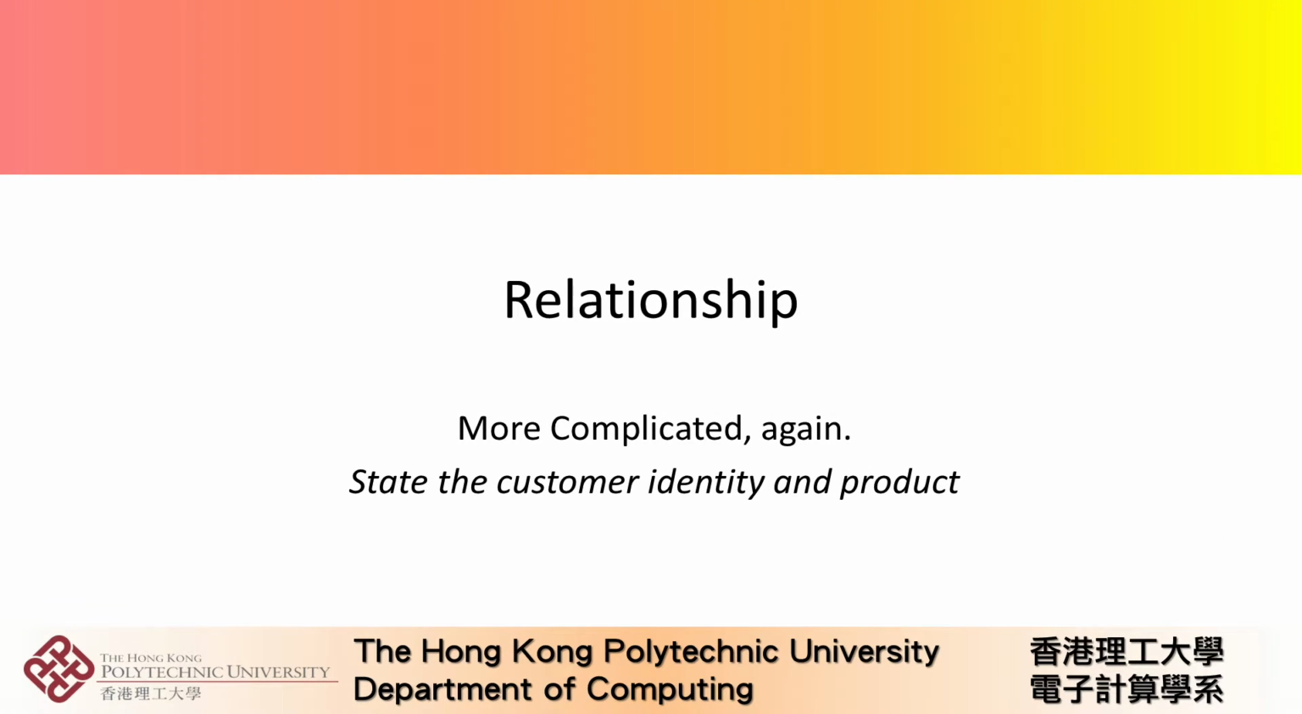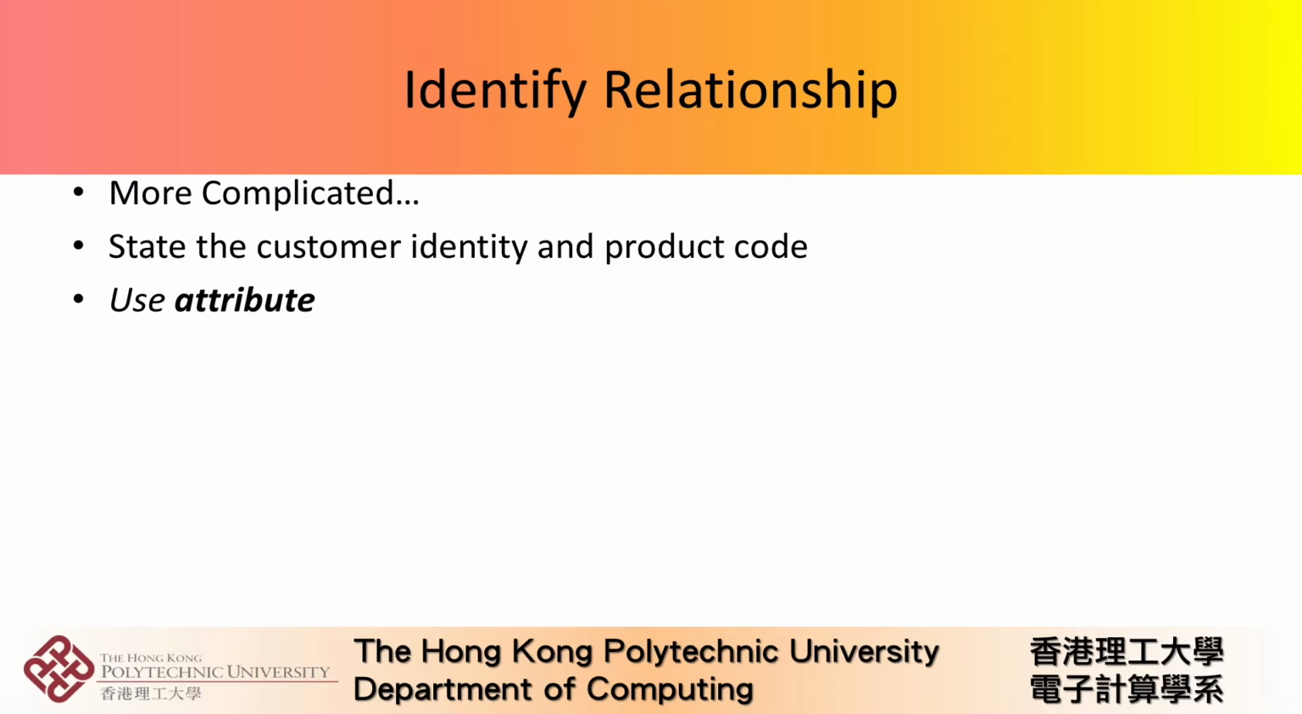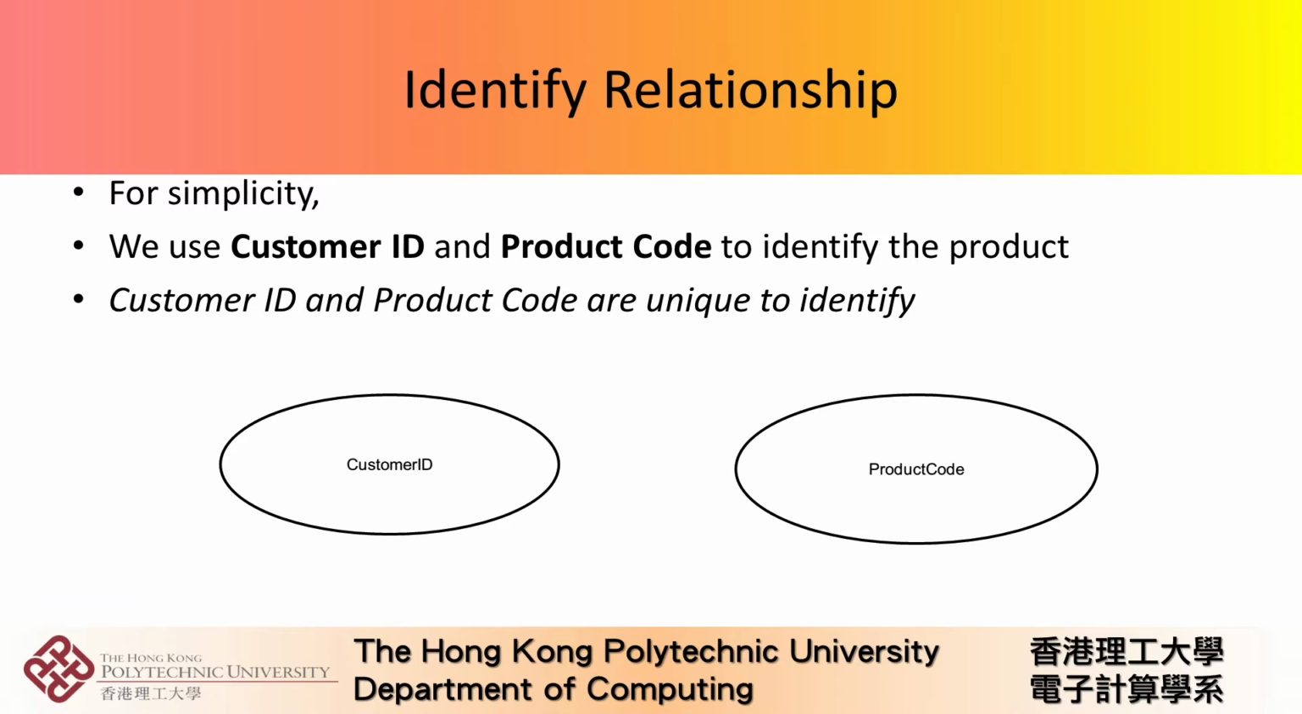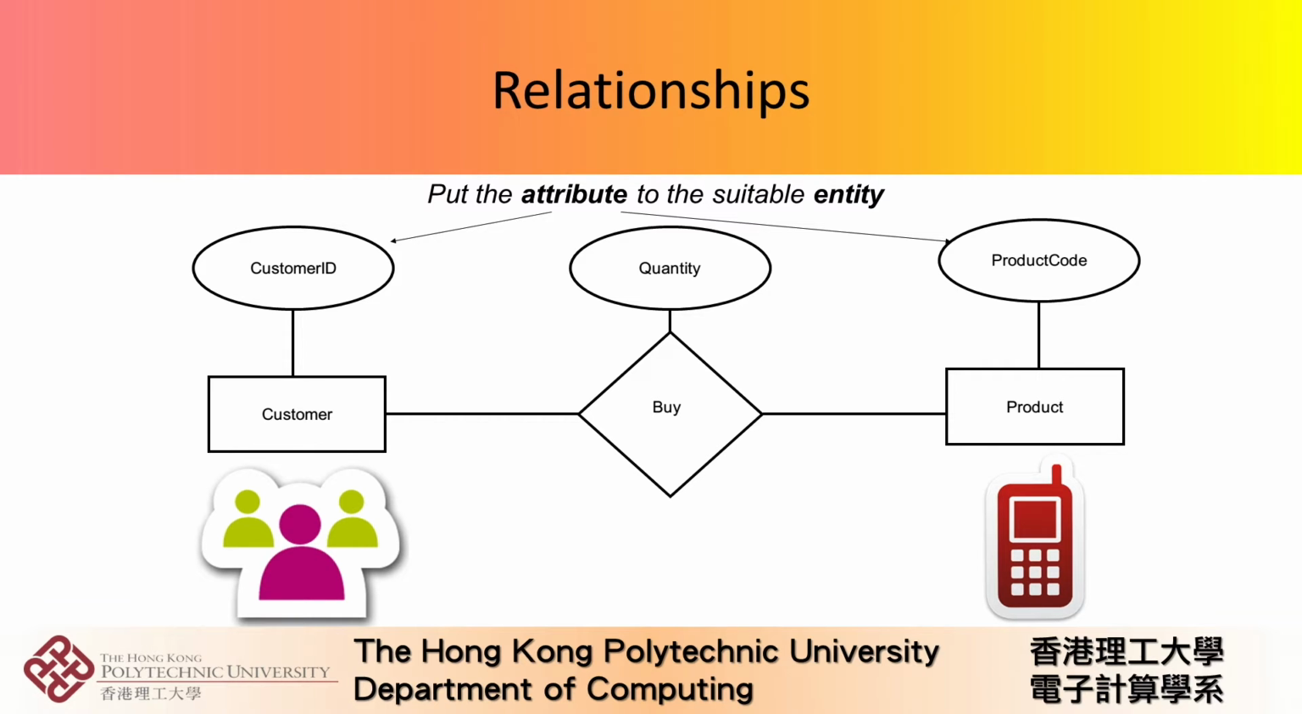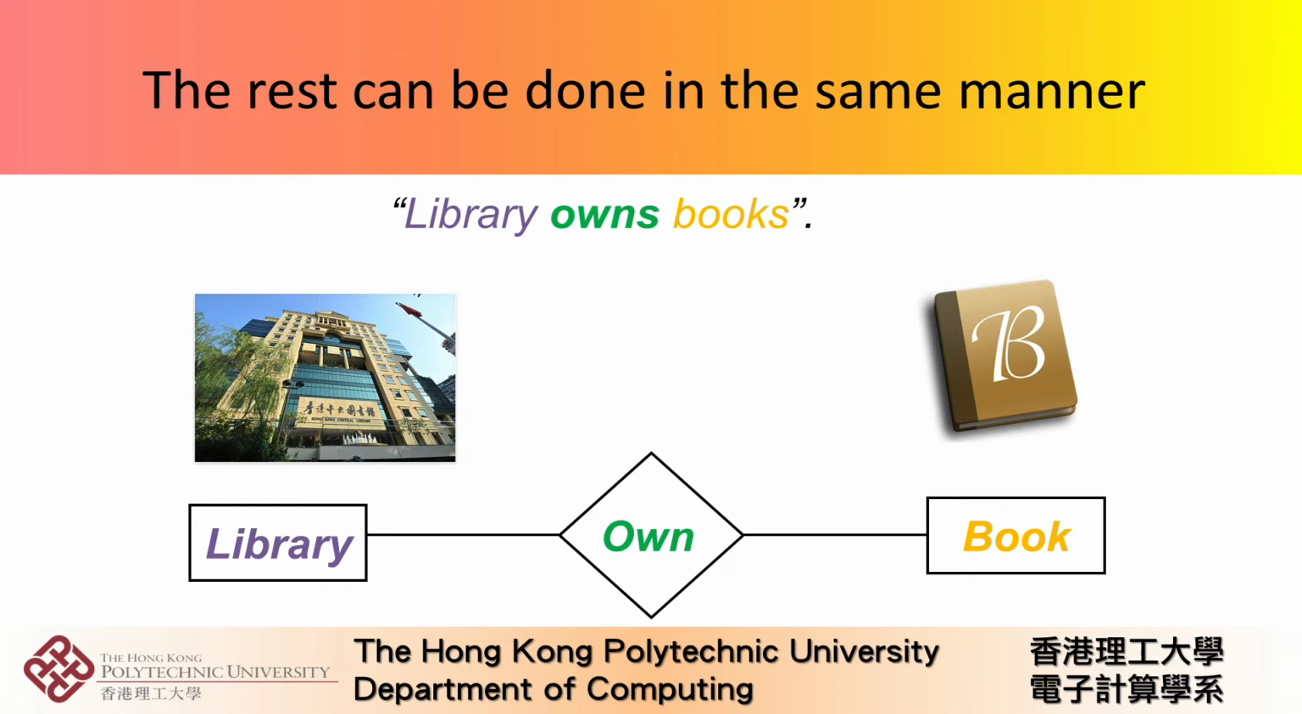We will illustrate a more complicated example to state the customer identity and product. In this case, the customer identity and product code can be stated by using attributes. For simplicity, we use customer ID and product code to identify the product. Customer ID and product code are unique identifiers. As they are attributes, they will be shown as circles in the ER diagram. We then put the attributes on the suitable entity. The rest can be done in the same manner.